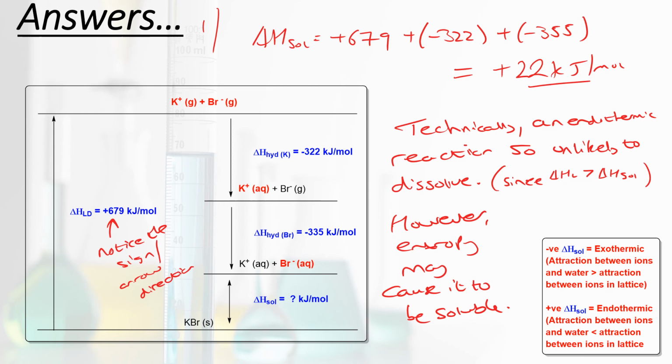And so here, this is technically an endothermic, it's positive 22, and so it's unlikely to dissolve because our lattice enthalpy is actually greater than our solution enthalpy. However, as we talked about at the start of this video, entropy may cause it to actually be soluble. We may have this endothermic reaction actually being spontaneous and actually happening, even though we're not putting any energy in, technically. But we'll see entropy in the next video of this series.